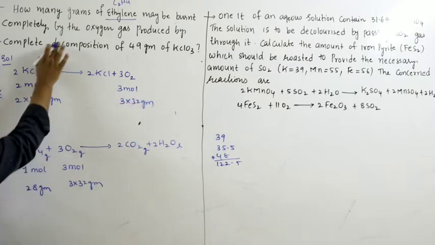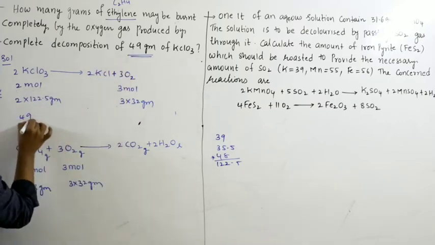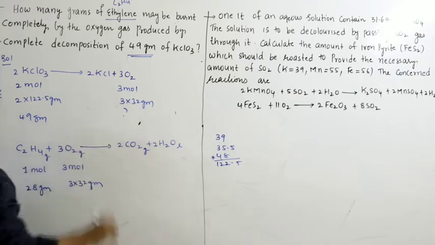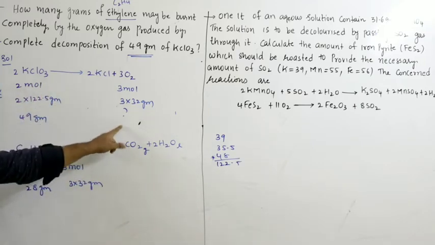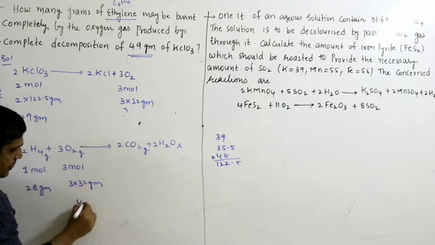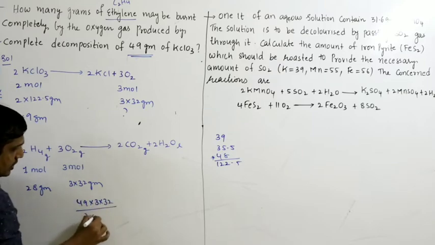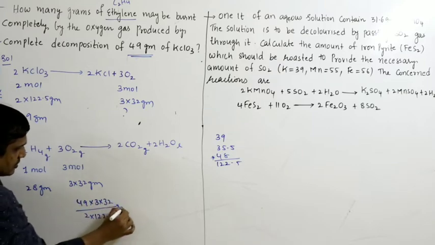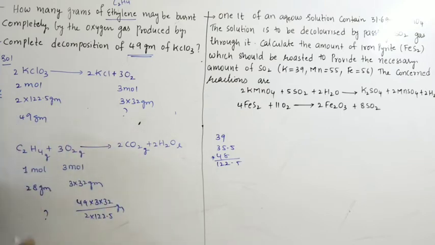But actually we have only 49 grams. So when 49 grams of KClO3 decomposes, how many grams of oxygen will be produced? 49 into 3 into 32 by 2 into 122.5 grams. So this much amount of oxygen is available. So it burns how many grams of ethylene?